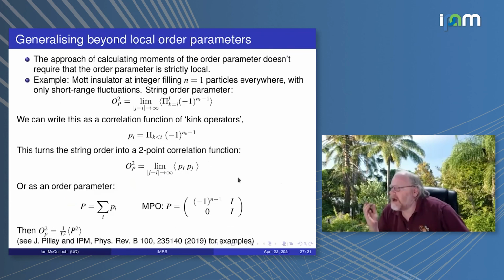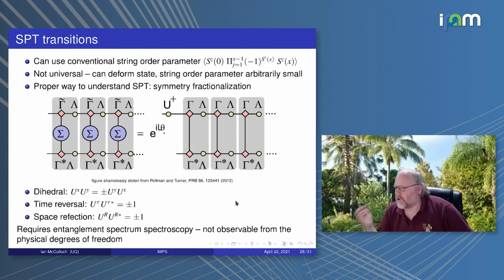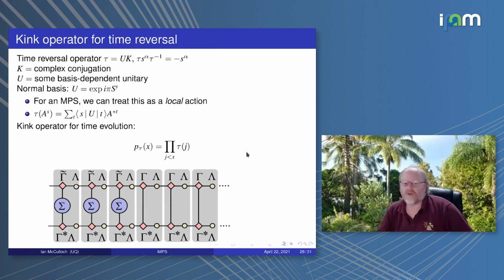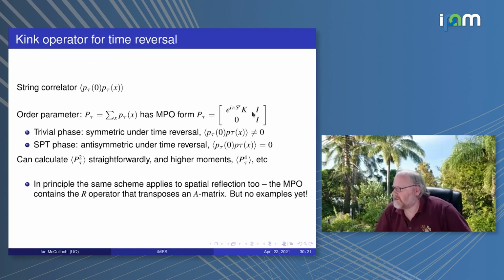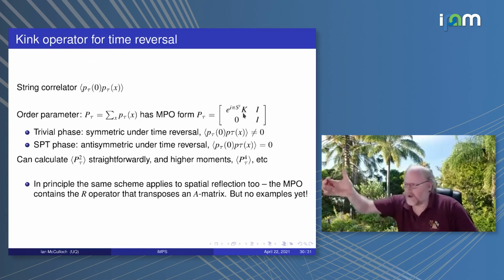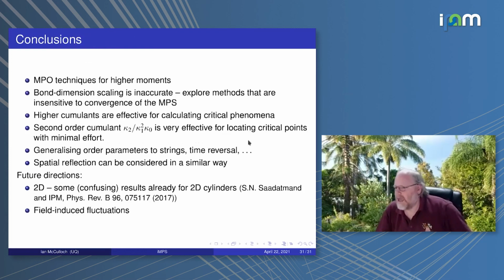The remainder I was just going to say is that we can generalize this beyond local order parameters. If anyone wants to know about this, then come and talk to me sometime. We can generalize this to string order parameters. We can also treat time reversal as a kind of local order parameter, treating it as an MPO where we do a complex conjugation. And I'll finish up here with our conclusions. Yeah, thank you.